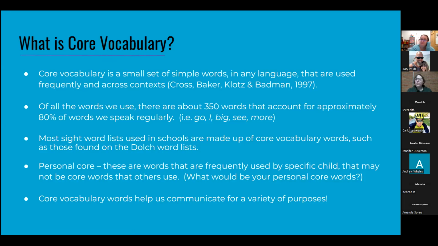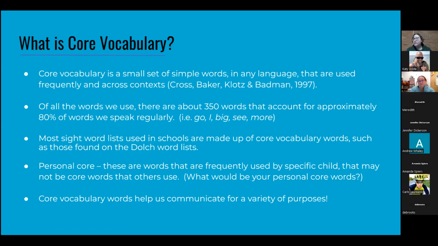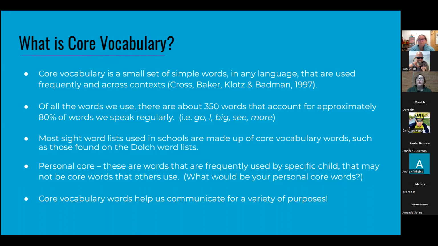And also, some of those words that you saw earlier were core vocabulary. So what core is, and why we talk about it so much in AAC, is that this is a simple set of words that in any language are used frequently and across contexts. We have about 350 words that, if we look at our communication, we say most often. These are 80% of the words we speak regularly, like I'm going to go to the store. I'll see you later. These are the words we use on a daily basis, if not hourly even. Now these would include sight words.